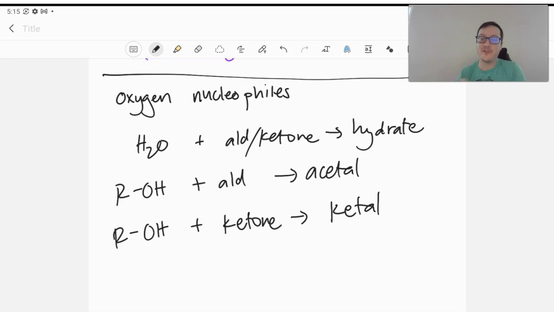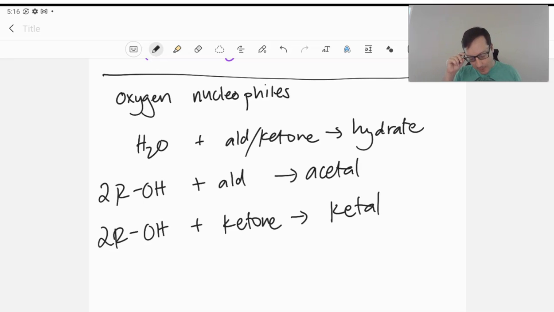The hydrate is half the mechanism that it takes to make the acetal or ketal. Technically speaking, by the way, two molecules of the alcohol are necessary here for the acetal or ketal. So with this, we can go ahead and take a look at the mechanisms. Typically these are going to be acid catalyzed. By and large, they can be base catalyzed as well, at least for the hydrate formation.